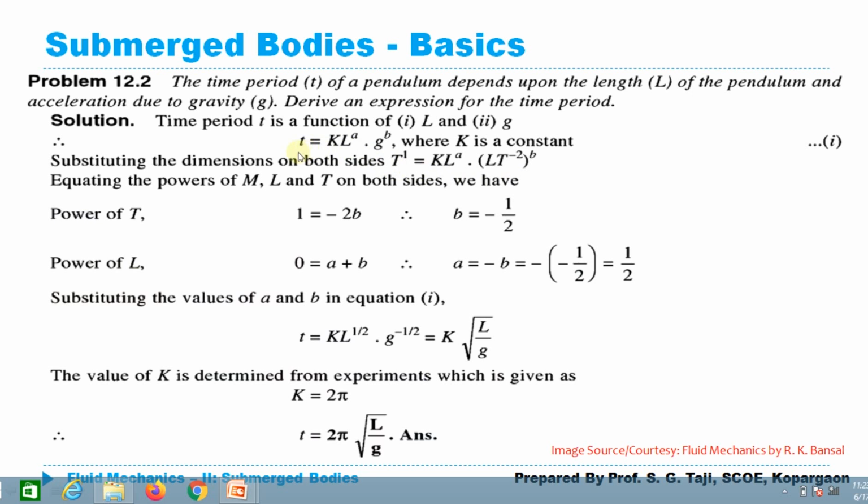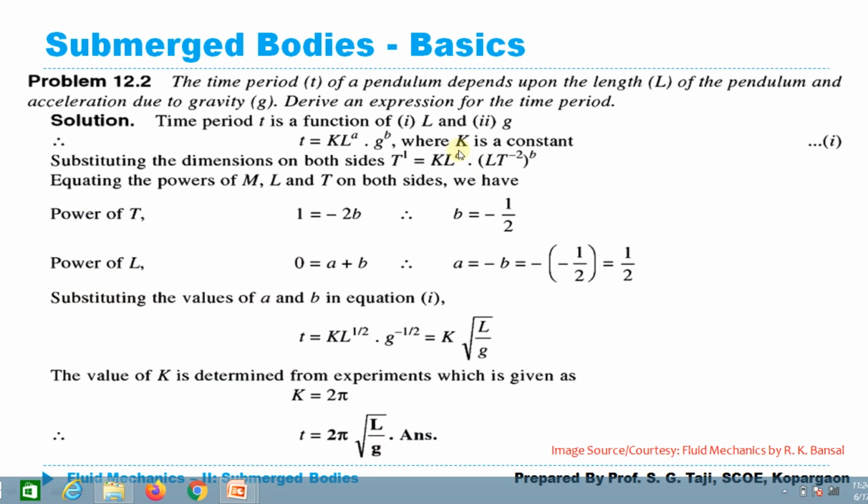Now I write the equation in the form T is equal to k L^a g^b, where a and b are arbitrary constants used as powers. After that, I put the dimensions on both sides. The dimension of T is time, T, as its unit is second. k is dimensionless, so there is no need to put anything for k. The dimension of length is L. For g, the unit is meter per second squared, so the dimension is L T^-2, raised to the power b.